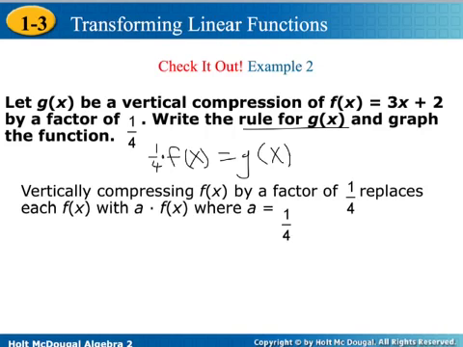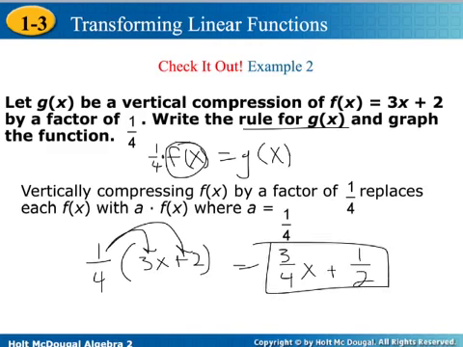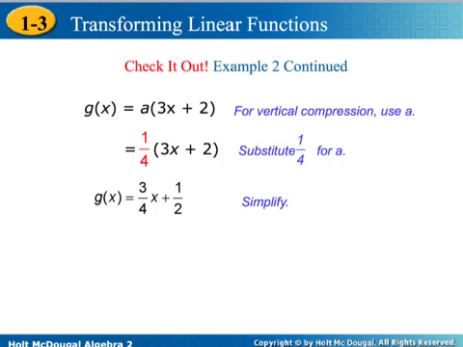And then we'll graph. So if I do that, I get 1/4 times our entire function, 3x plus 2. Well, if I distribute the 1/4 to the 3x, I get 3/4 x. And then if I distribute the 1/4 to the 2, I get 1/2. And away we go. Just for reference, our a value for vertical compression, we just take the 1/4 they gave us and multiply it by our function. So g of x equals 3/4 x plus 1/2.